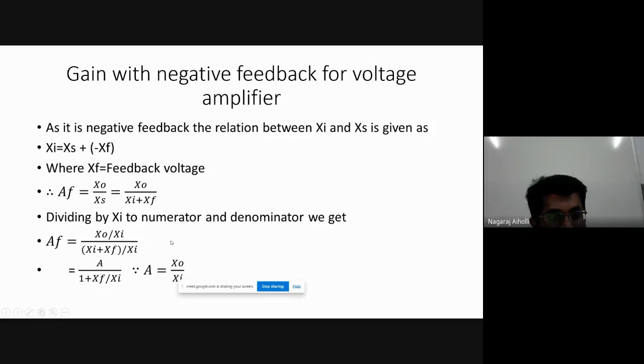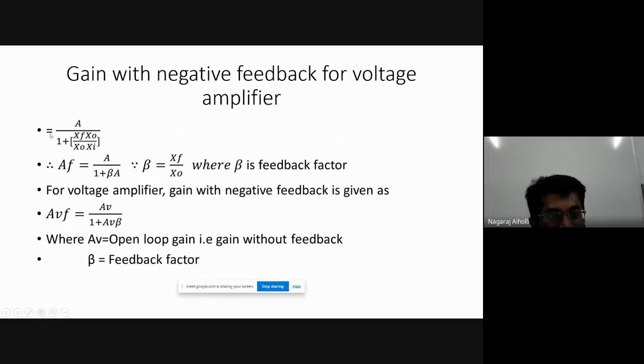So it is A divided by 1 plus xf by xi, that I can write as A divided by 1 plus xf by x naught and x naught by xi. X naught and x naught will cancel. So Af is equal to A divided by 1 plus xf by x naught, which is beta, then x naught by xi. It is x naught by xi, output by input, which is A, the gain without feedback. Therefore, Af is equal to A divided by 1 plus beta A, where beta is the feedback factor.